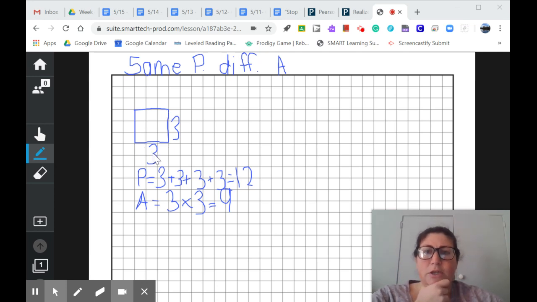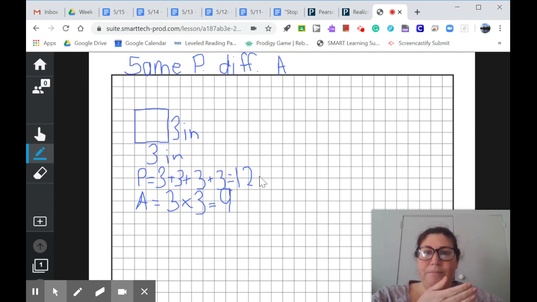And I found the perimeter was 3 plus 3 plus 3 plus 3, or 3 times 4, which is 12. And then I found the area. And remember, the area is length times width. So I did 3 times 3 in this case, and that's 9. I know this needs a unit, so let's pretend it's inches. But it really would be like cubes, but inches works.